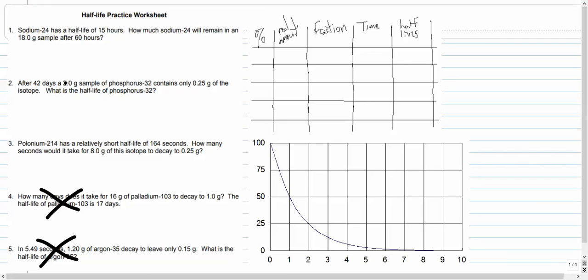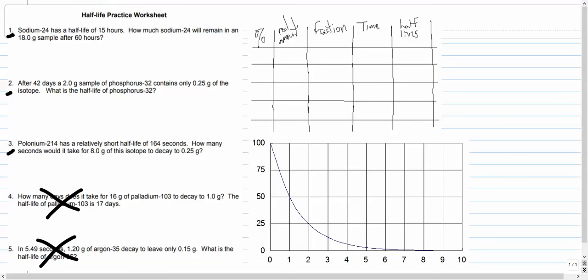I am going to solve problems 1, 2, and 3 on the half-life worksheet. It's file number 4 in the nuclear folder, so if you want to go grab a copy of this, go for it. I'm not going to do 4 and 5 because they are basically repeats of a couple of these up here. I'm not sure if I'm going to use the table or the graph or maybe both, but I'm going to get started right now.